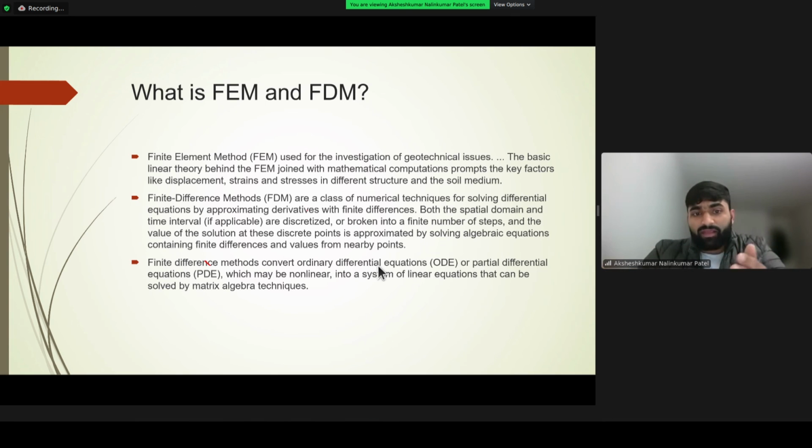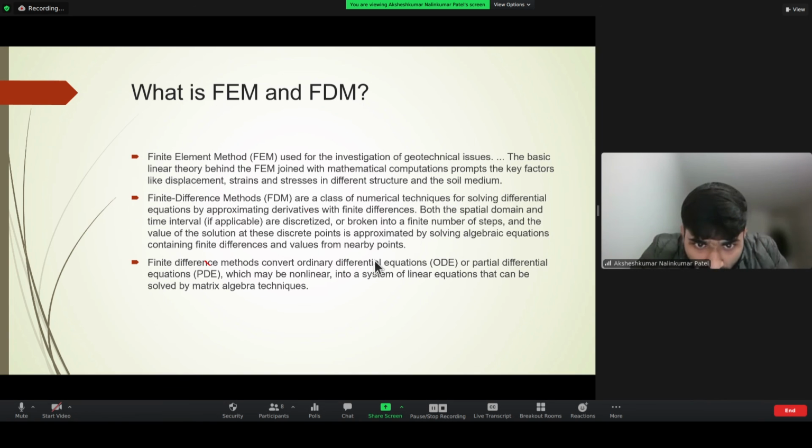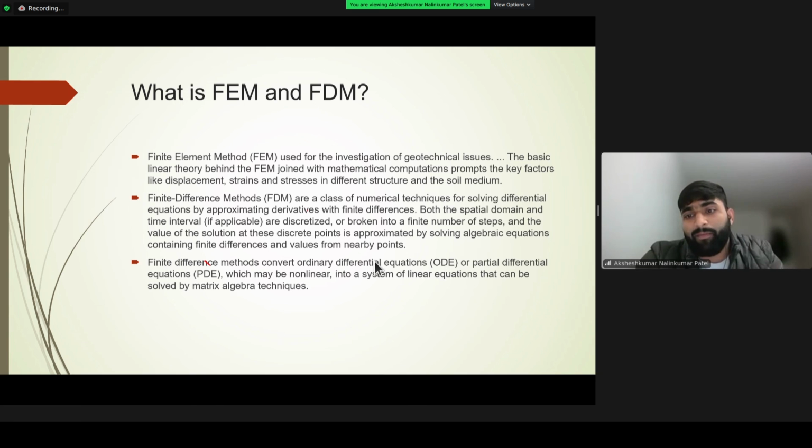Based on that we can find everything. In the finite difference method, we can go with the ordinary difference equation, and the other is the partial difference equation. Sometimes the equations are not linear, so we convert them into a linear form so we can easily solve them, because it should be linear to apply these methods.